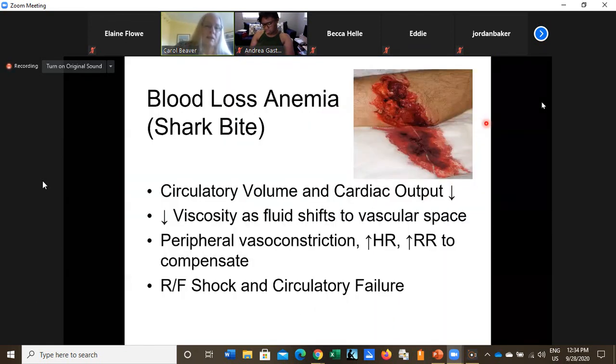Okay. Oh, I should have done a spoiler alert ahead of time, but that really is a shark bite.